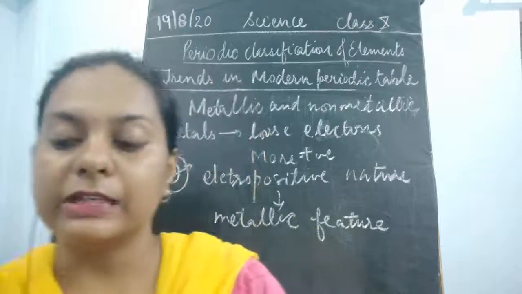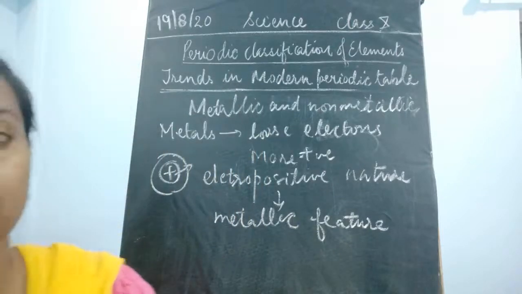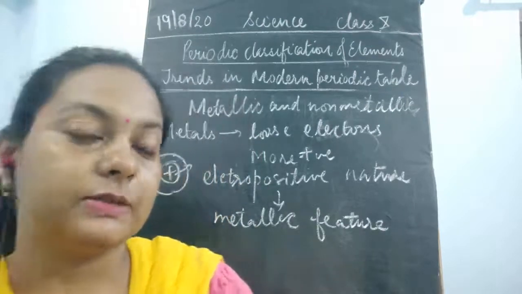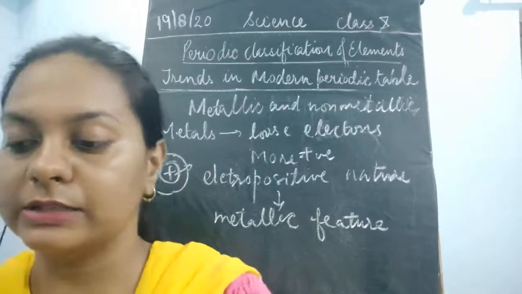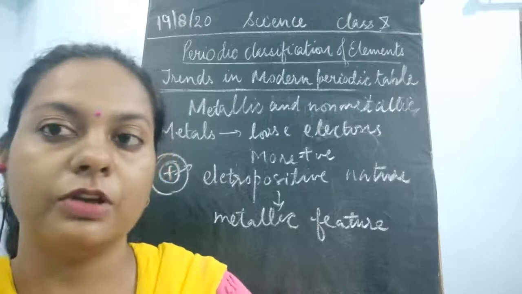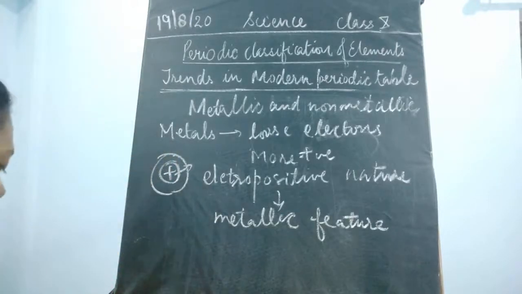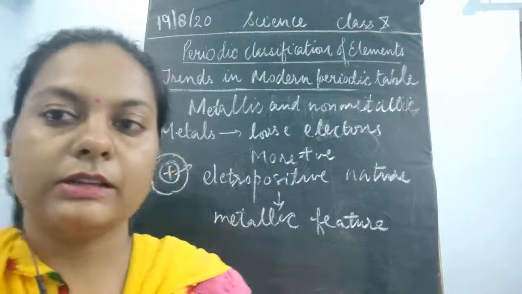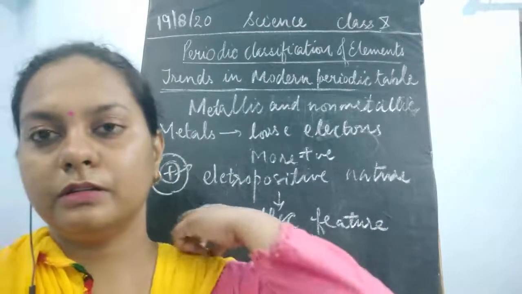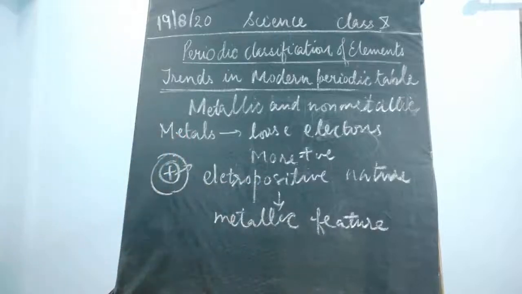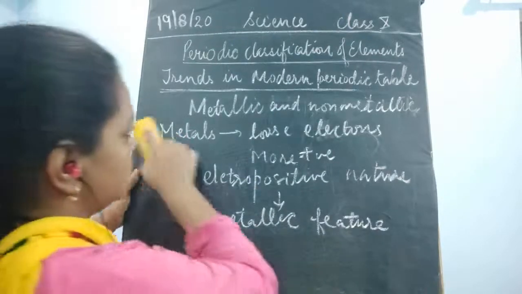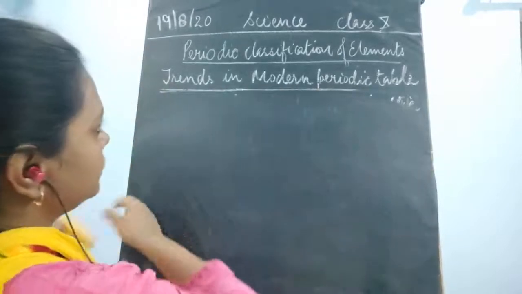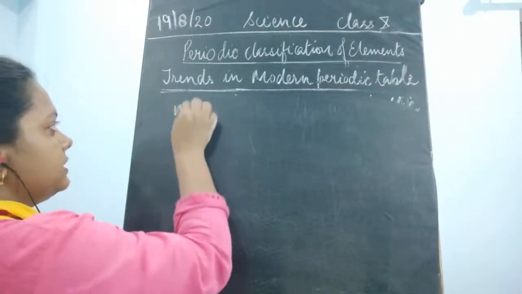Okay, so this metallic feature is also going to follow a trend. This becomes the electropositive nature. Similarly, what happens in the non-metals? I'll explain this non-metallic nature also. What does non-metallic nature mean? It means the electronegative characteristic. What do you mean by electronegative? How does it become electronegative? We will see this in non-metals now.